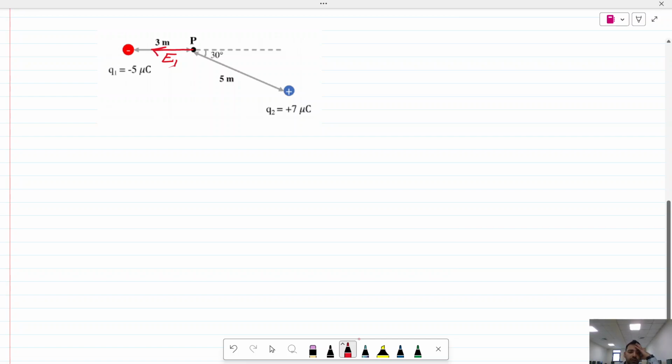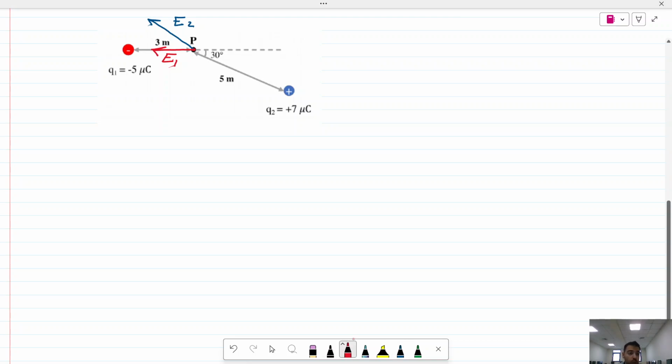Or if you confuse it a little bit, you can always consider the point P as a small positive test charge. We know that positive and negative attract, so it means that on a positive charge, force will be directed towards the charge Q1. Now we do the same thing for Q2. Q2 is positive, so we know that field lines exit a positive charge. So at point P, the electric field will be pointing away from the positive charge. Let's call this E2.